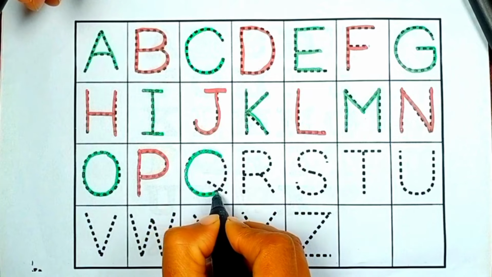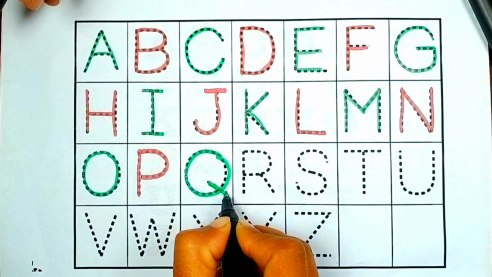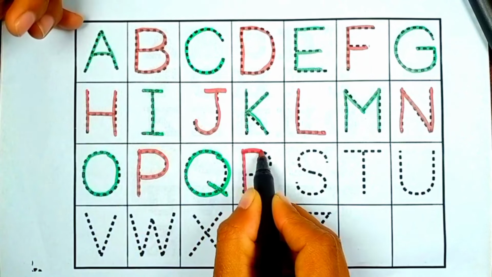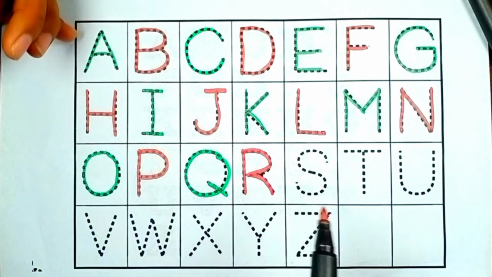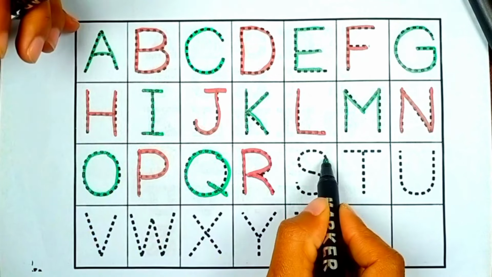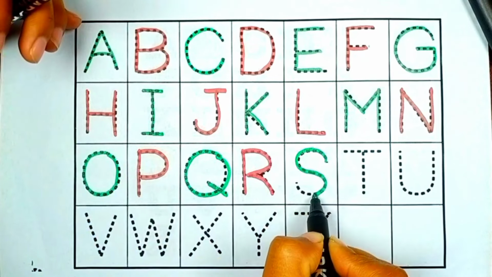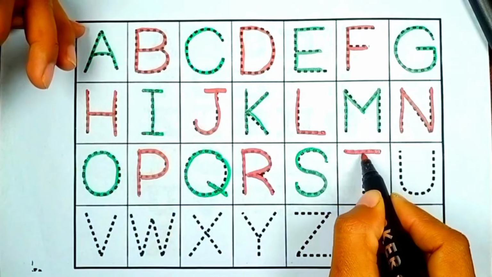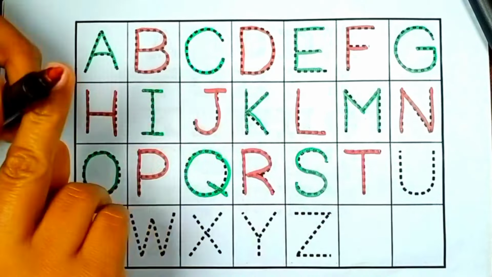Q for quilt. R for rabbit. S for socks. T for tree.